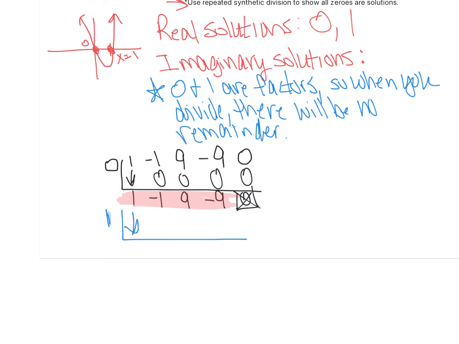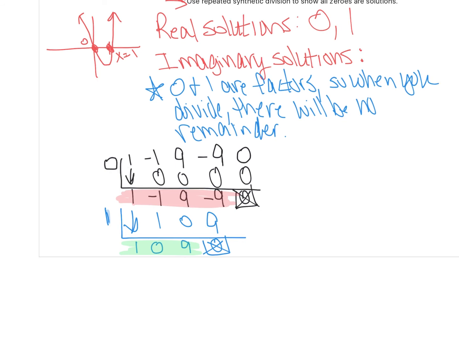I'm going to bring down my 1, multiply around, 1 times 1 is 1, add, -1 plus 1 is 0, 0 times 1 is 0, add, 9 plus 0 is 9, multiply around, 9 times 1 is 9, add. And again, I did it correctly because my remainder is 0. Well, what I'm left with right here is 1, 0, 9. Remember those leftovers that we have there we can write into a polynomial.